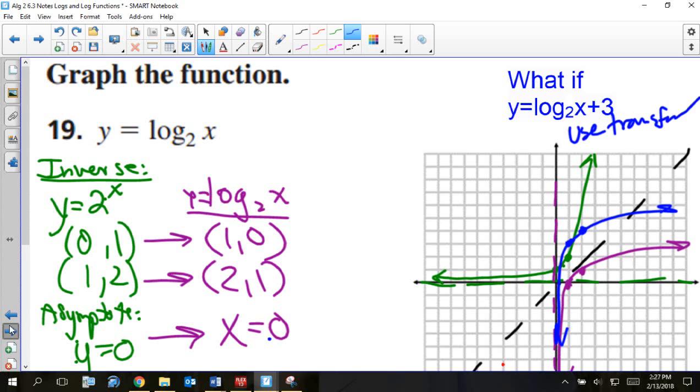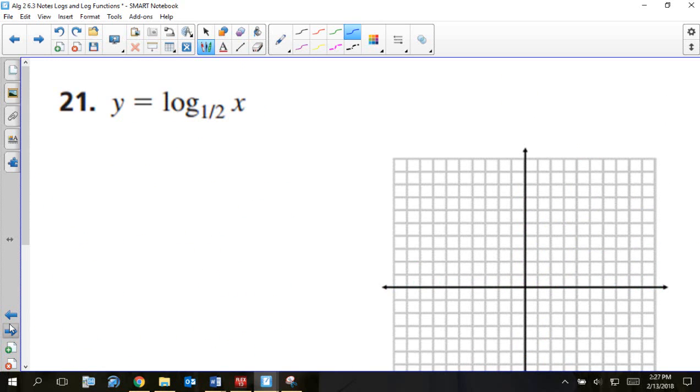All right, we're going to try one more, and that is number 21. I'm going to let you get started on it, and then I'll jump in and go over it with you. So 21. Try number 21. Notice how I have not used the calculator yet.